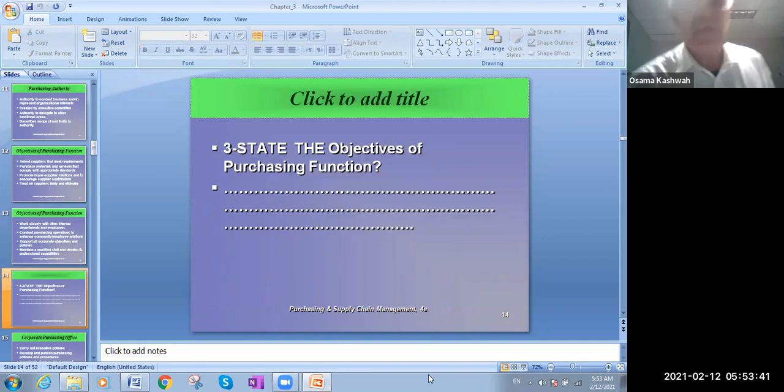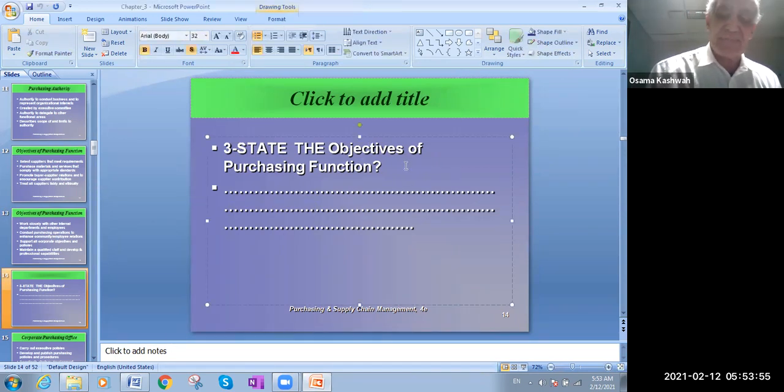Here we go for a question. State the objective of purchasing function. And you have 5 minutes to go on the answer of this question. State the objective of purchasing function.